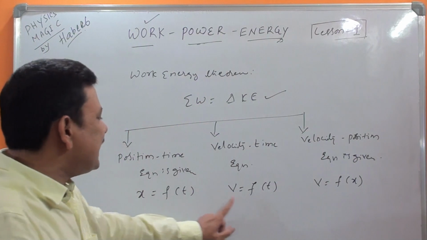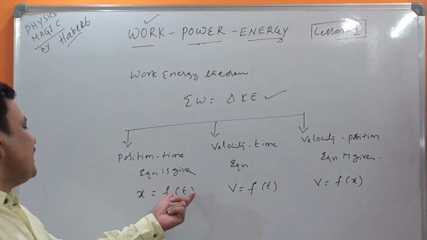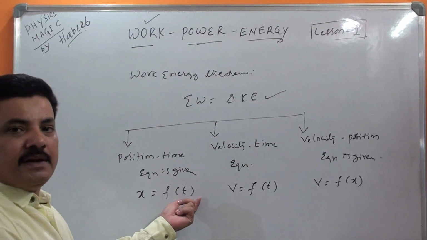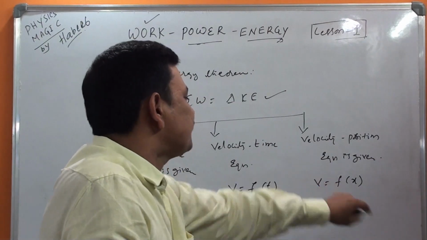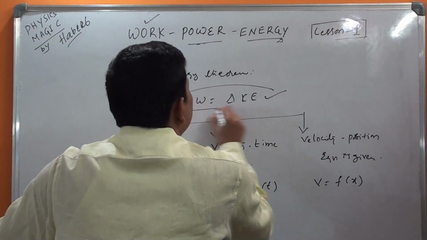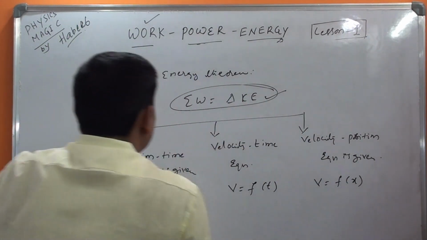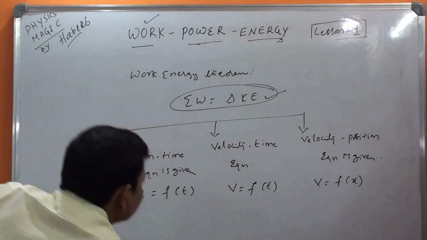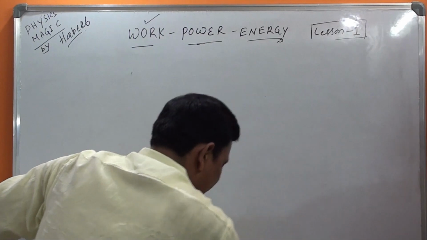So, there are 3 kinds you will be getting here. One is, if the position is given as a function of time, then how to do. Then this, how to do. Then velocity is function of position, then how. But in all these cases, we will take the help of this one only. Then how? We will discuss in detail. Now first, when position-time is given, let us say first that one.